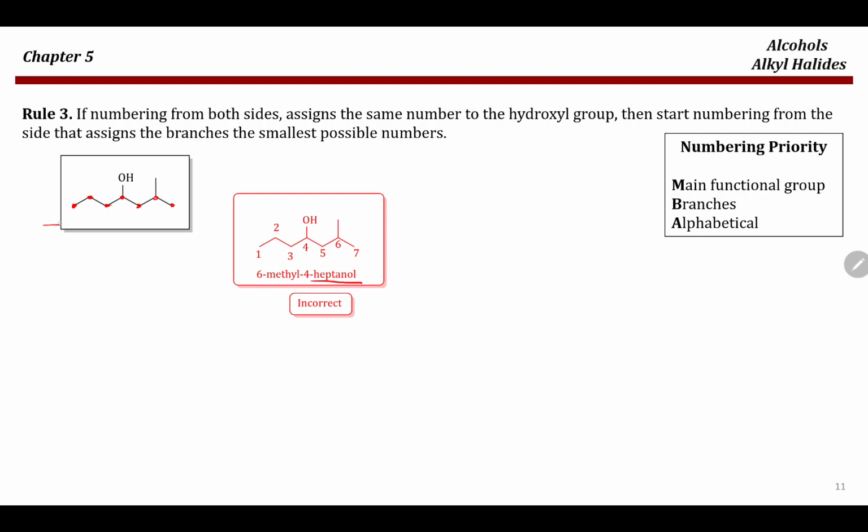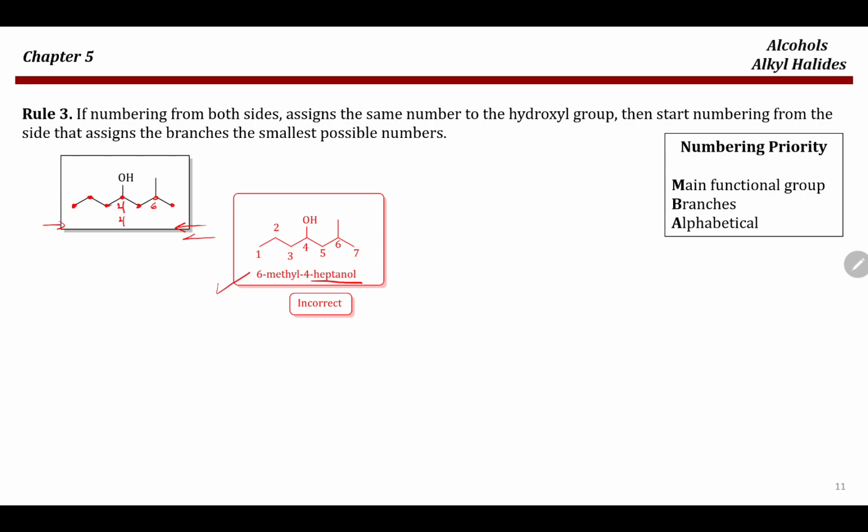If I start counting from the left side, my OH group will be at position 4. And if I start counting from the right side, my OH group will be at position 4. So it's the same thing for the OH group. However, if I count from the left side, the methyl group will be at position 6. And I'm going to end up with this name.